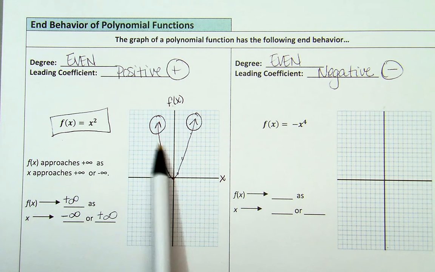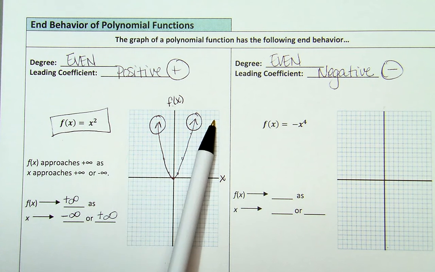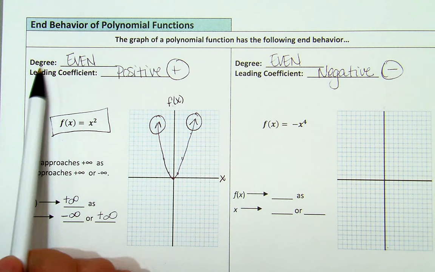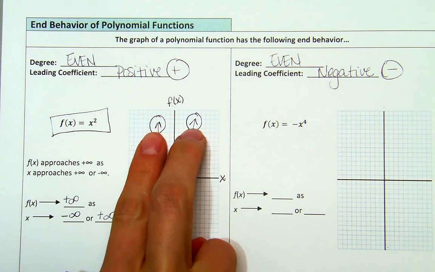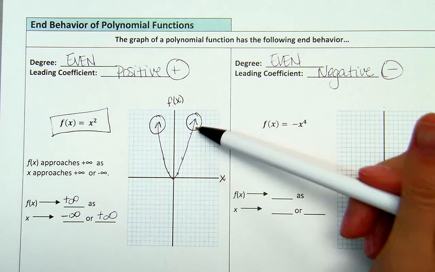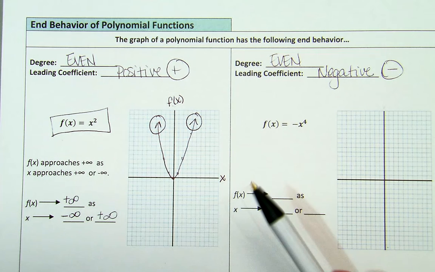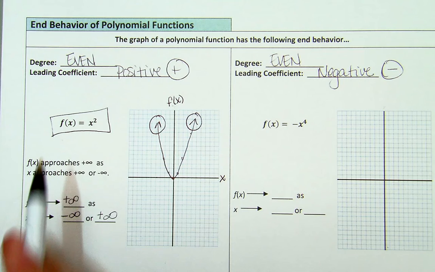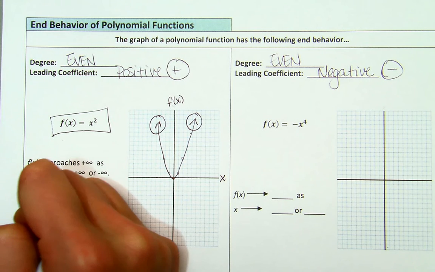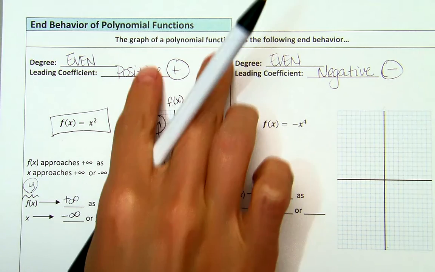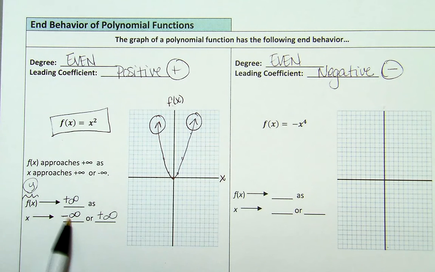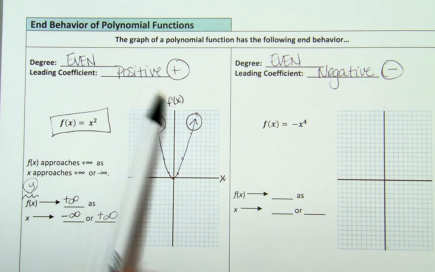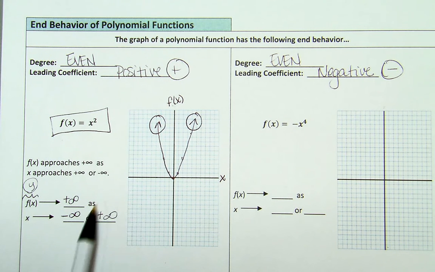So the way we would read the end behavior for this graph, and that's the case whenever the degree is even and your leading coefficient is positive, you will always have your arrows pointing in the same direction, upward. As your f of x, or essentially your y, gets bigger toward positive infinity, going upward, your x approaches both negative infinity, because it's getting wider to the left, and positive infinity, because it's getting wider to the right.